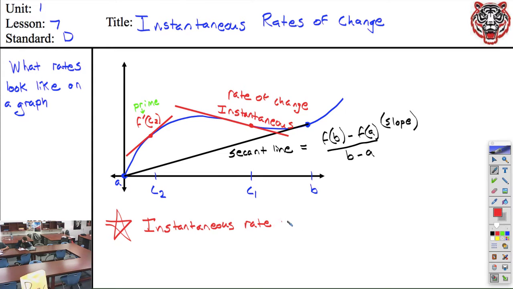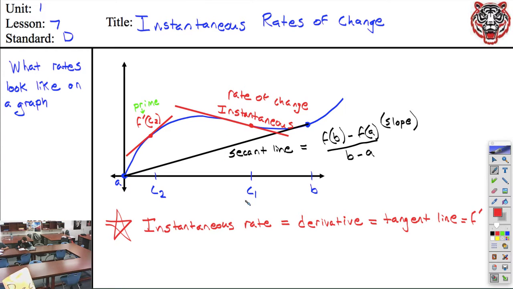Instantaneous rate is synonymous with, equivalent to, I'm just using an equal sign here. I'm combining English and math, oh gosh. It is equal to the derivative, which is also the tangent line, which is also equal to just f prime. All of these things are the same in different forms.